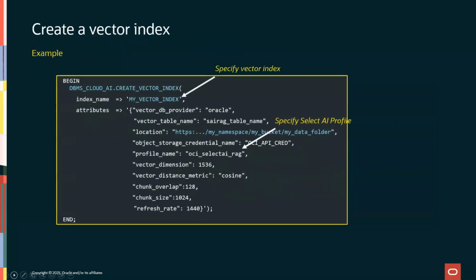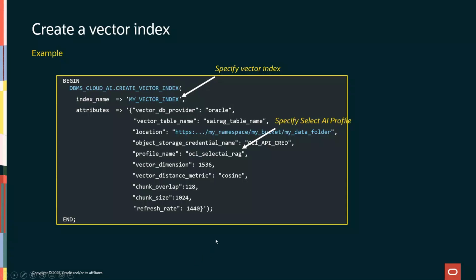The second part of Select AI with RAG is creating the vector index. And this is really where all the work is done. So now that we have our profile created, we create our vector index, and we use the DBMS Cloud AI create vector index function. And here you specify the same index name that you specified in the profile. But here's where you tell it where the documents are that you want to chunk and vectorize. And you also tell Select AI where you want to store that data.